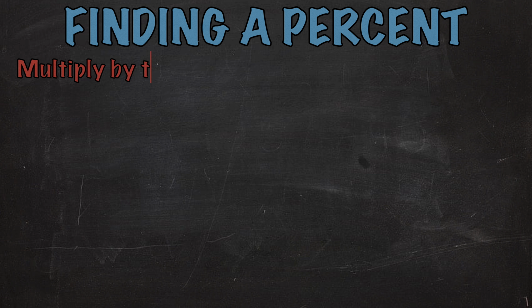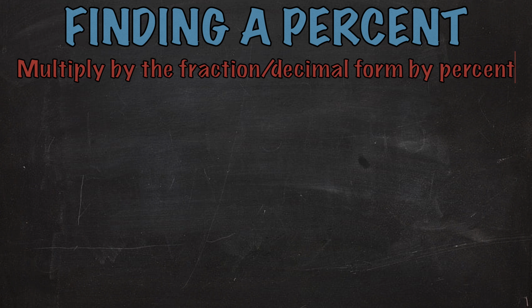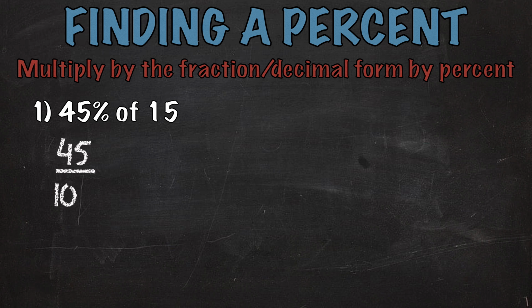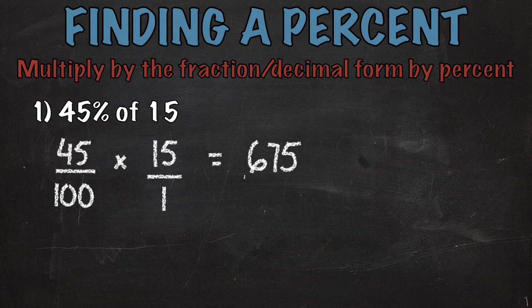Let's move on to the next question. 45% of 15. So first we're going to convert this so that it is in fractional form. So 45% is the equivalent to 45 over 100 multiplied by 15 over 1. So we can multiply straight across. 45 times 15 gives us 675. 100 times 1 gives us 100.